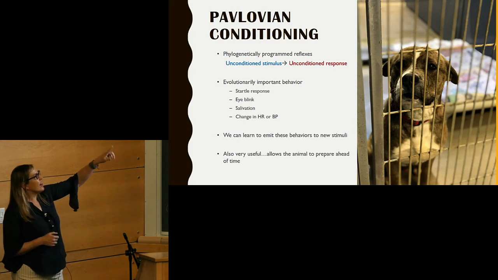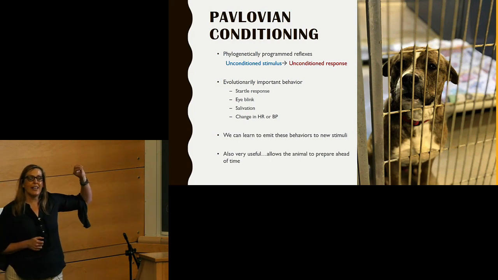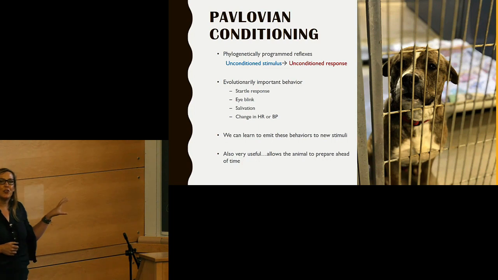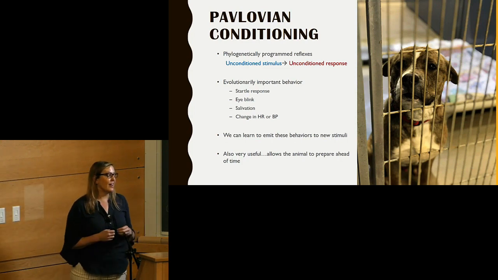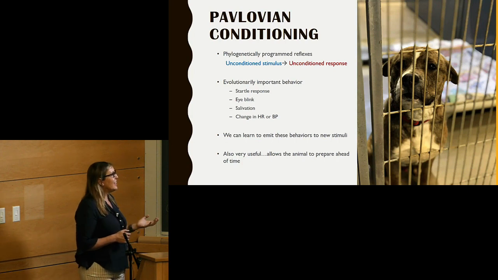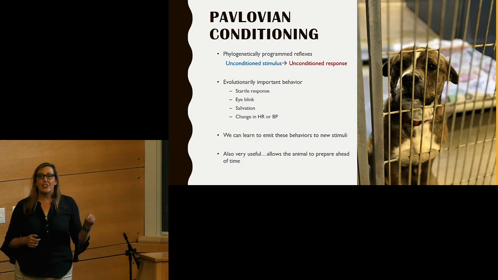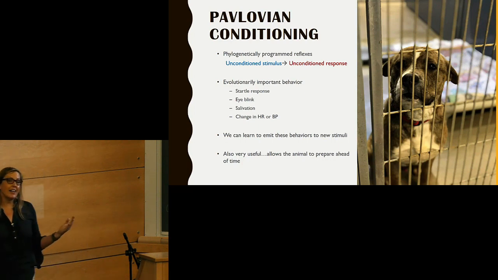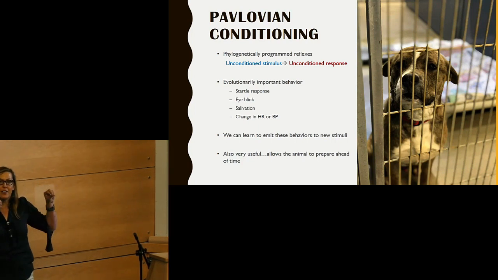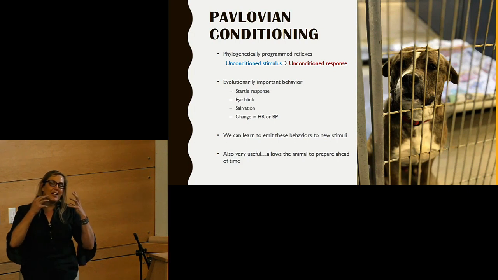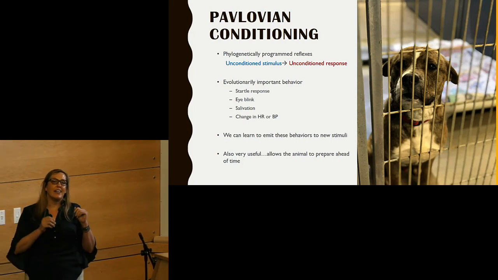So those are our reflexes, but we can take our reflexes and learn to emit them to a new stimulus, and that's the Pavlovian conditioning part. So we can learn to emit these behaviors to new stimuli, things that we didn't come out responding to initially. In general, Pavlovian conditioning is hugely helpful for us. It allows the animal and us to prepare for what's coming next. So if the dog learns to salivate to the bell instead of waiting for food to be in its mouth, it's already got the salivation going. By the time food comes in its mouth, it's already ready to go and digest that.